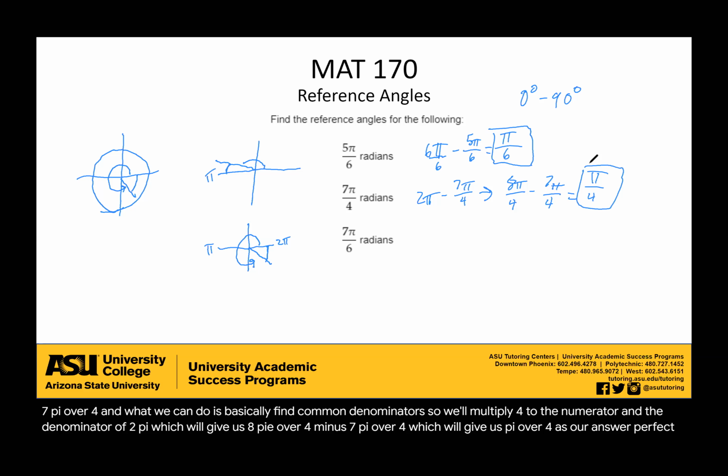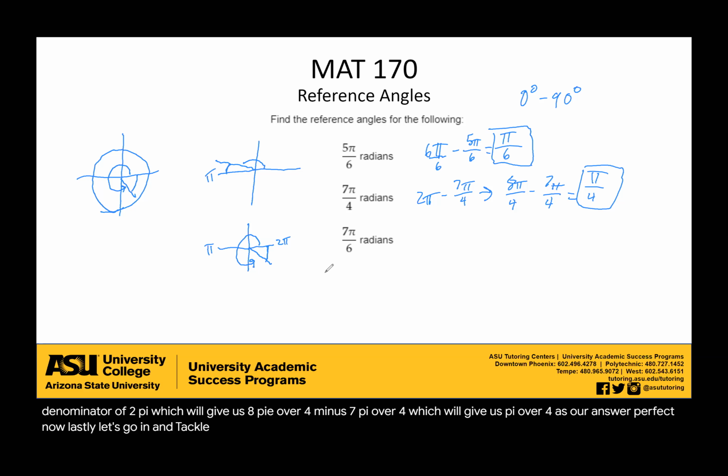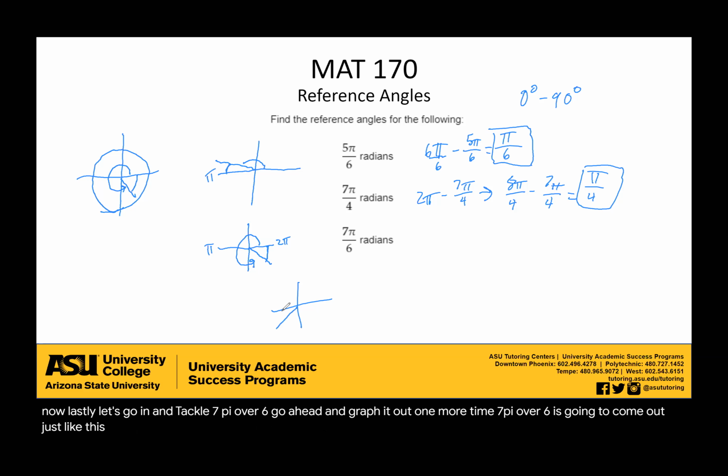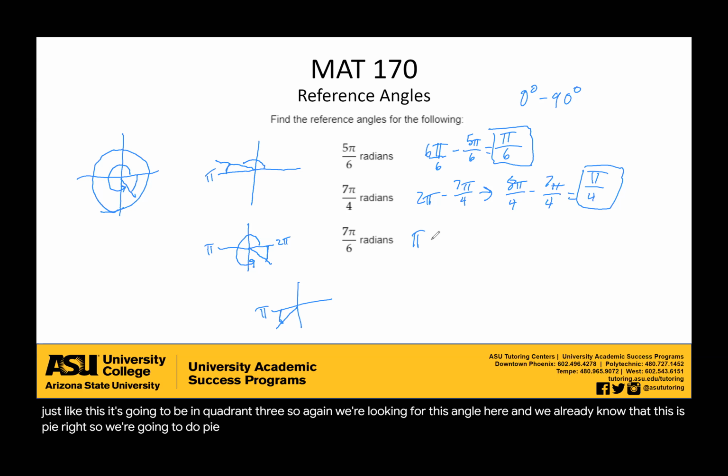Perfect. Now, lastly, let's go ahead and tackle 7 pi over 6. Go ahead and graph it out one more time. 7 pi over 6 is going to come out just like this. It's going to be in quadrant 3. So again, we're looking for this angle here, and we already know that this is pi, right? So we're going to do pi minus, oh, sorry. Mistake there. We're going to do 7 pi over 6 minus pi.